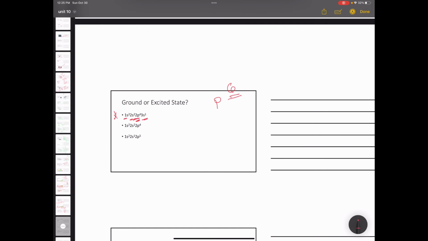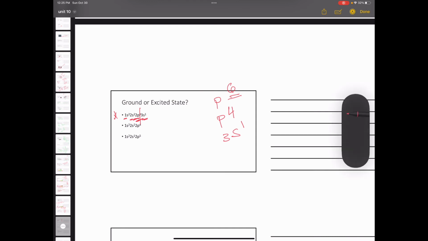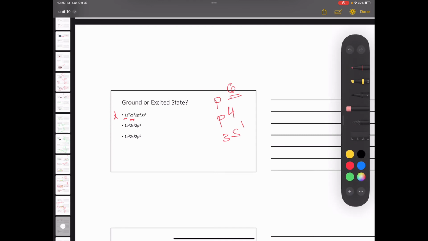But we notice in this case that the p has 4 electrons, and the next principal energy level, the 3s, has an electron. To me, it seems like one of the electrons on the p orbital, which is supposed to be sitting along with its buddies in the p orbital, has been excited to move to an upper energy level, to the next sublevel, and occupy the s orbital.